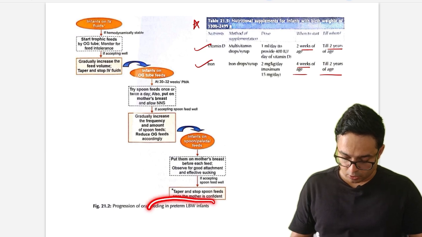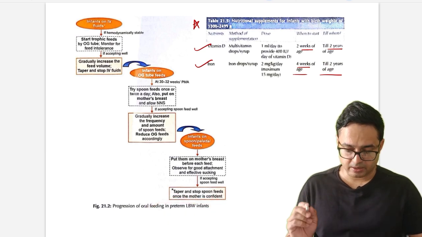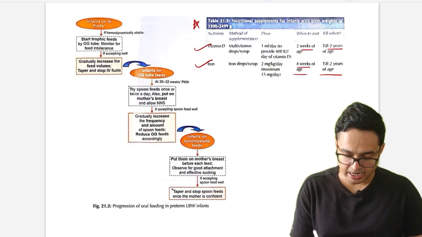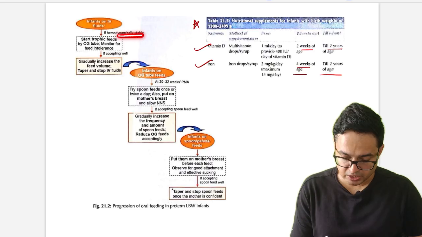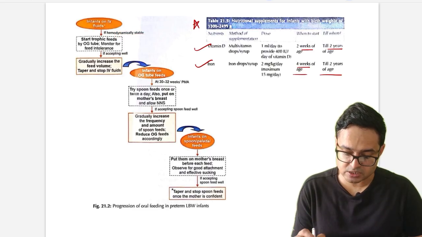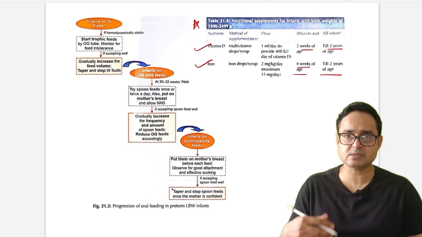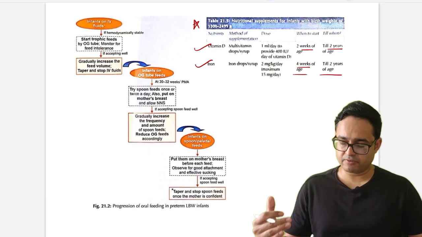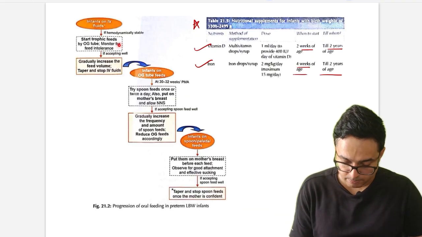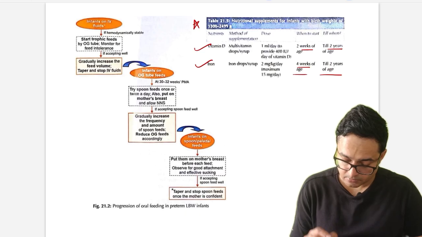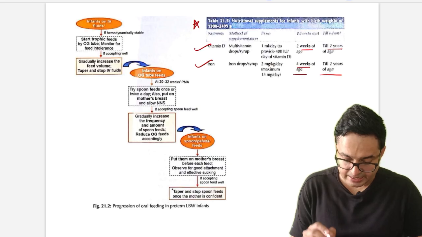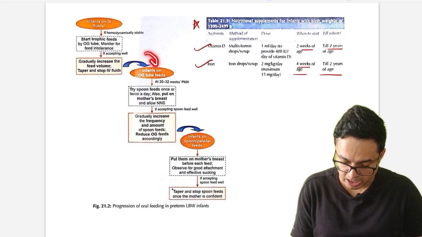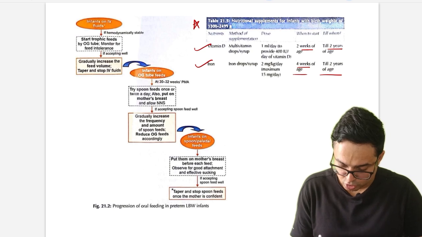Going forward, oral feeding in preterm LBW. A preterm LBW neonate was there and you started on IV fluids. If the neonate is hemodynamically stable, you have to start trophic feeds. We'll discuss how much trophic feed will be given in the next slide. Monitor for feed intolerance. If feed intolerance is not there, you have to gradually increase the feed volume, taper and stop IV fluid. Then you put the infant on OG tube feeding.